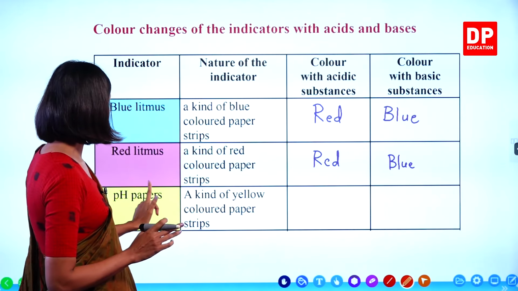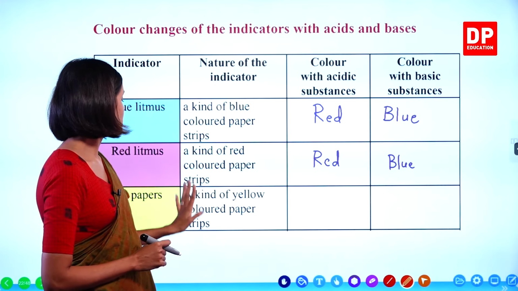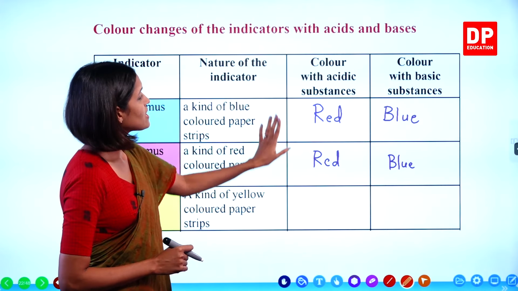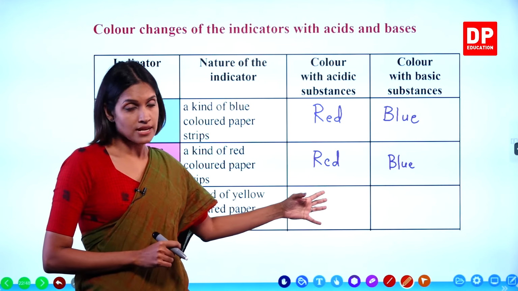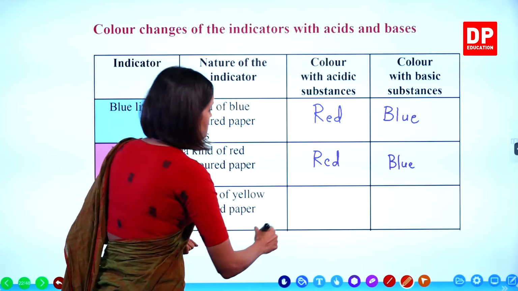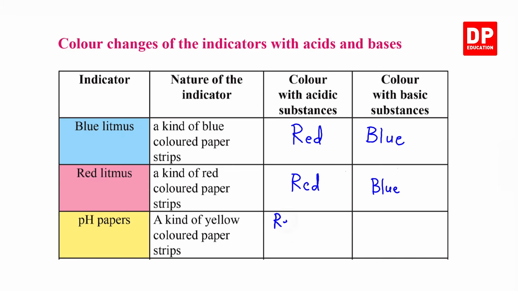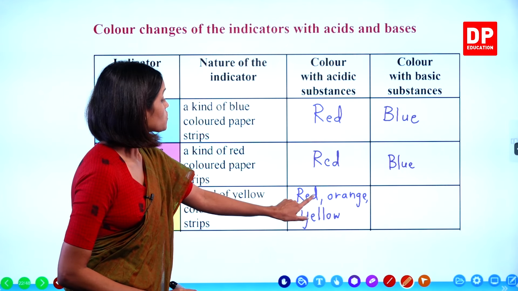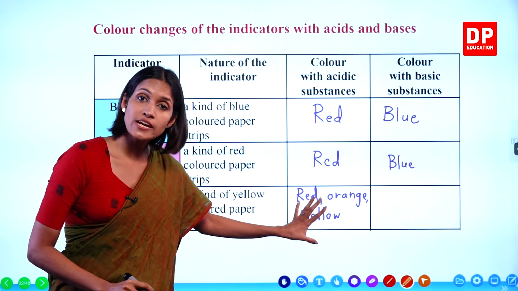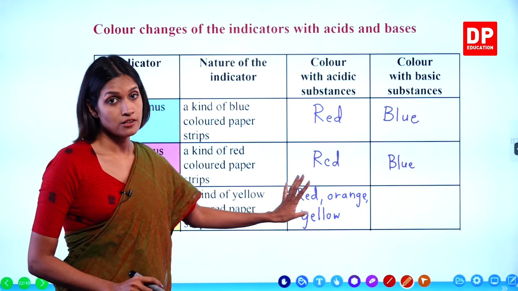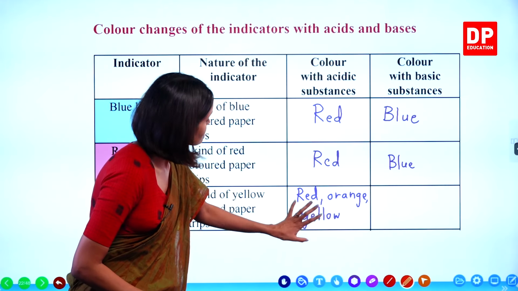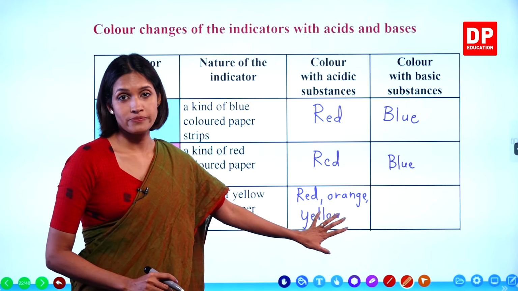Okay, so pH papers are a kind of yellow colored paper strips. They color with acidic substances, different colors. Okay, so it gives red, orange or yellow color. Remember children, if the acid is a very strong acid, it gives a red color. Okay, with weak acids, it gives yellow color.